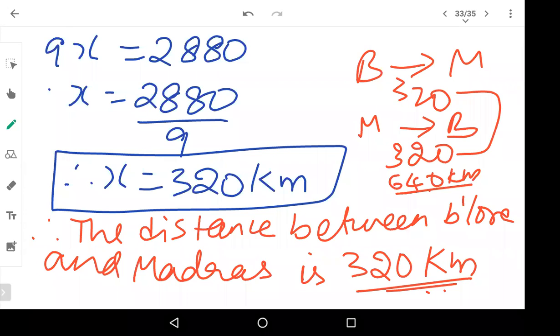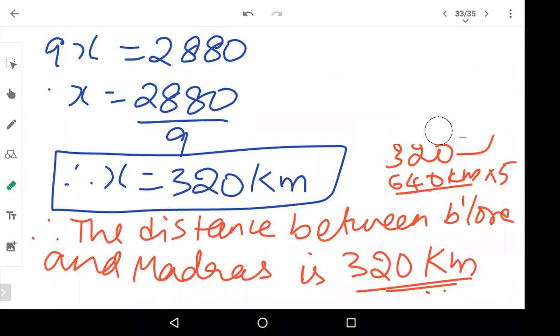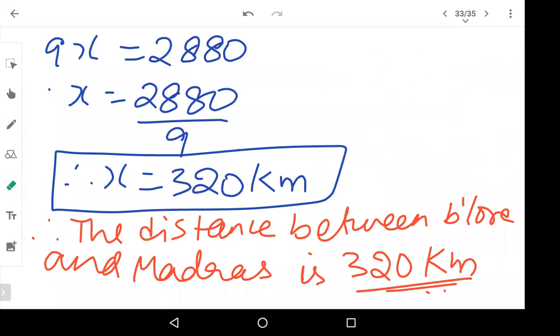And he is going to be paid 5 rupees for each kilometer. Now, if you calculate 640 into 5, you are going to get 3,200 rupees. So that will be the total amount of allowance that the salesman will get, the conveyance allowance. Okay, let us write that also.